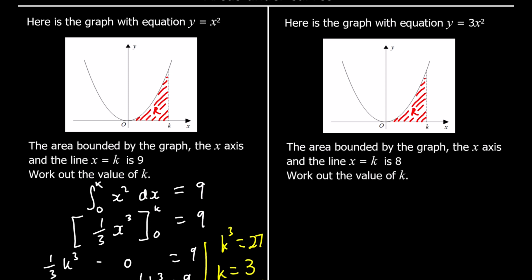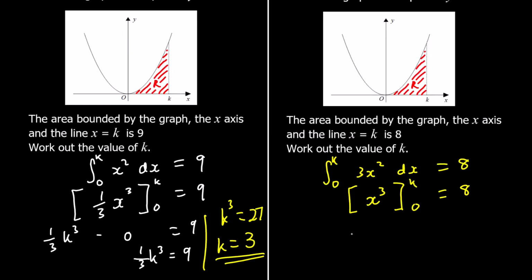So we've got a graph of equation y equals 3x squared. The area bounded by the graph, the x-axis, and the line x equals k, again, is 8. Work out the value of k. So the integral between k and 0 of 3x squared with respect to x is equal to 8. We integrate, add 1 to the power, divide by the new power. That's just x cubed, between k and 0 equals 8. Substitute in, so k cubed minus 0 is 8. k cubed is 8. k is the cube root of 8. So k is 2.